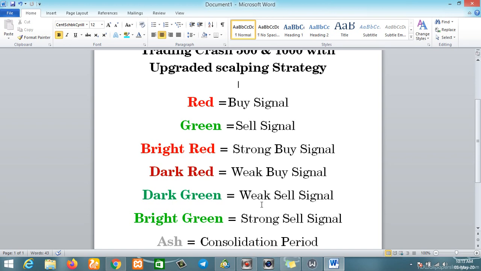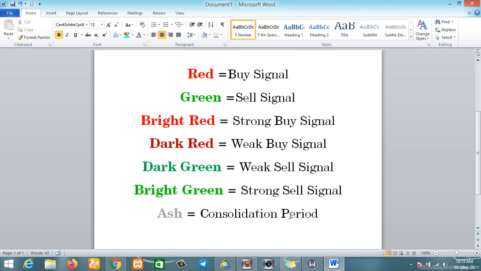So the weak or the dark green or the green generally is like trading the crashes, but this video is not focused on how to trade the crashes. It's just how to buy it. So for now I'll just explain it briefly, that the green generally is for the sell signal if you want to sell crash. And if you are using boom as well, you know that the green is what you'll be focusing on, but we are doing the crashes here alone. And the ash is the consolidation period. So together we have 5 colors: the greens are 2, the red are 2, making 4, then the ash, making it 5.